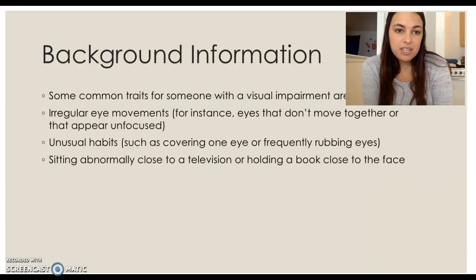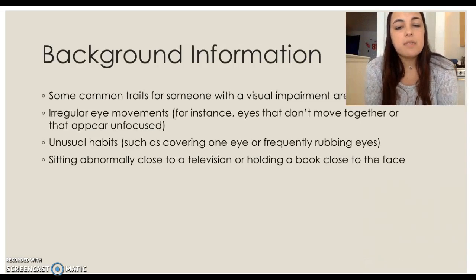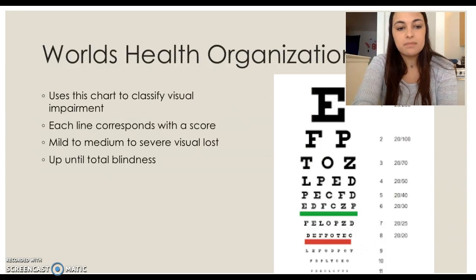Some common traits for someone with a visual impairment are irregular eye movements, for instance, eyes that don't move together or that appear unfocused. The second one is unusual habits, such as covering one eye or frequently rubbing their eyes. The third one is sitting abnormally close to a television or holding a book close to their face.